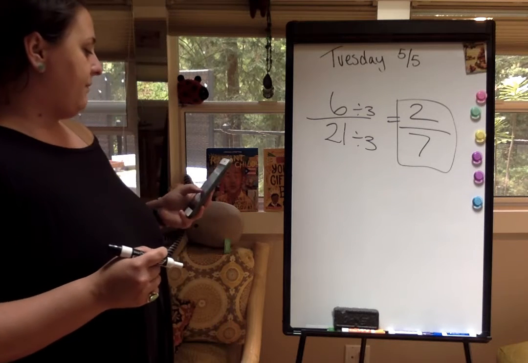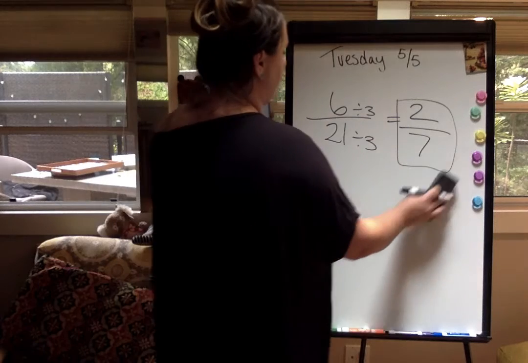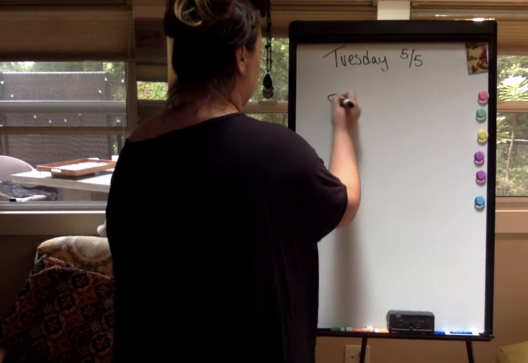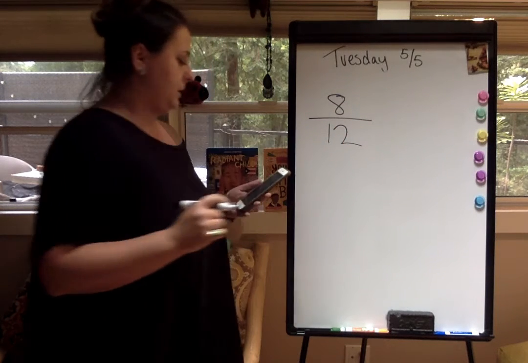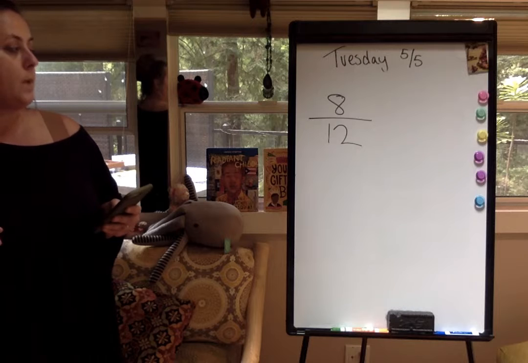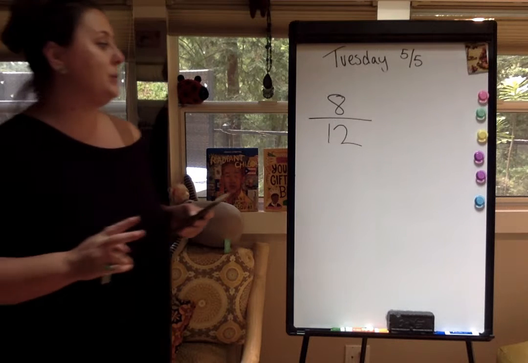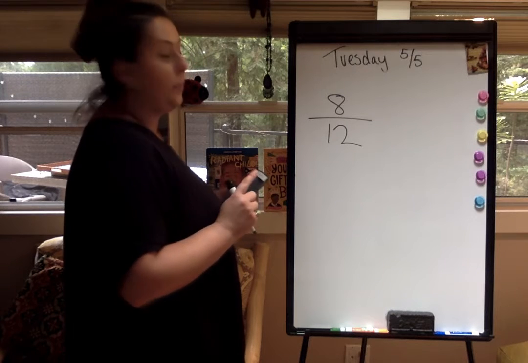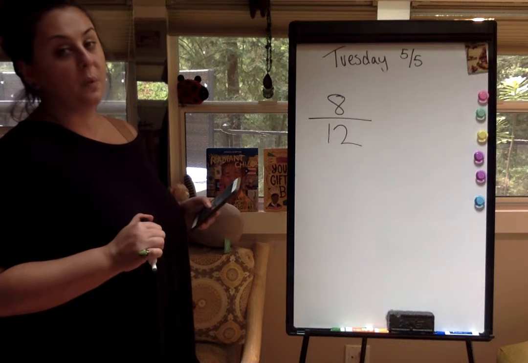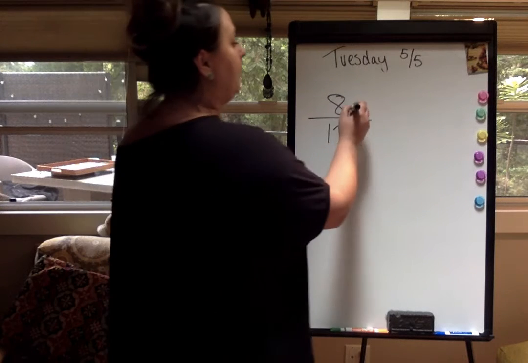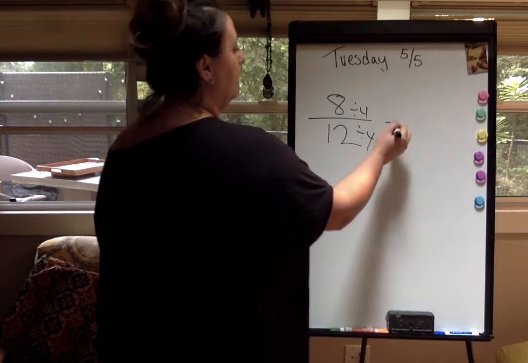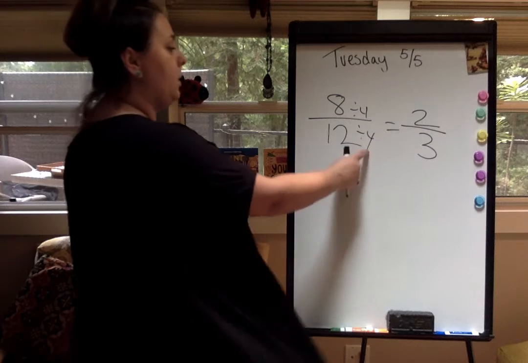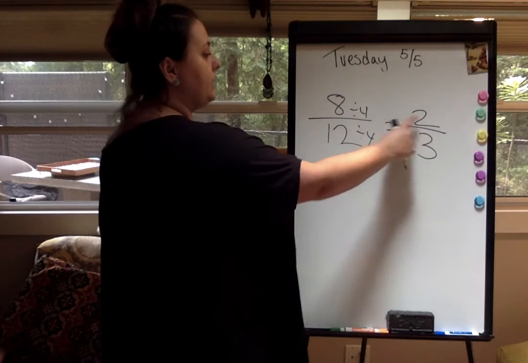Now we're going to simplify the fraction 8/12. Okay? They're both even numbers. So you know that 2 is going to go into at least both of them. Will 3 go into both of them? Will 4 go into both of them? What if I do that? It's going to give me 2/3. Because 4 times 3 is 12, and 4 times 2 is 8.